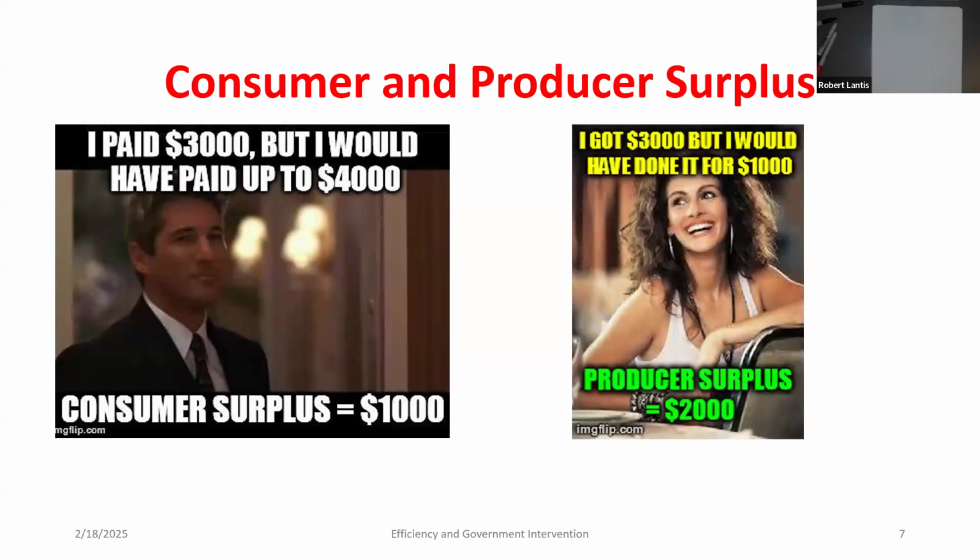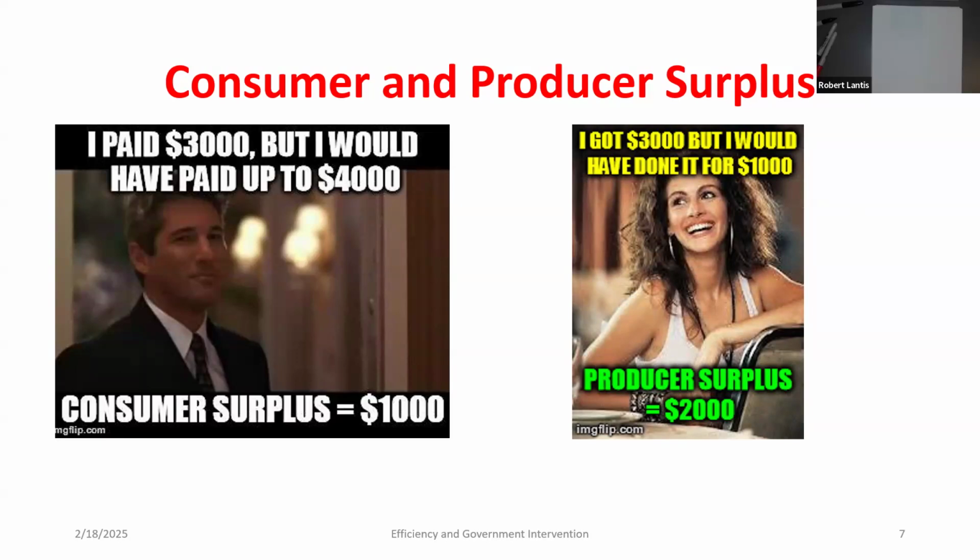Producer surplus, the exact opposite. It's how much would I have supplied this to the market for, and how much was I able to get, right? So maybe I would have done something for $1,000, for sure, then I'll do it for $3,000. So I would have been willing to accept a much lower amount, but my producer surplus would have been like $2,000. Right? I could have been that much worse off because I would have been willing to do it for a much, much lower price.